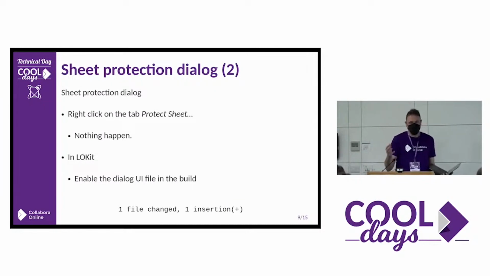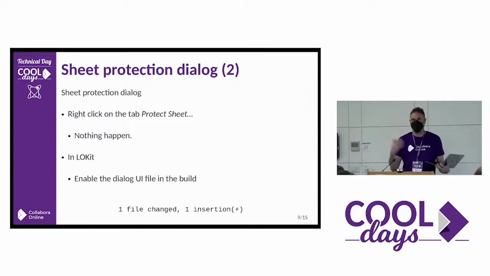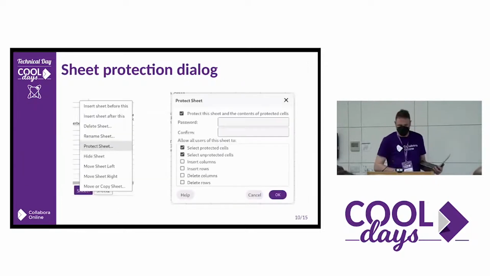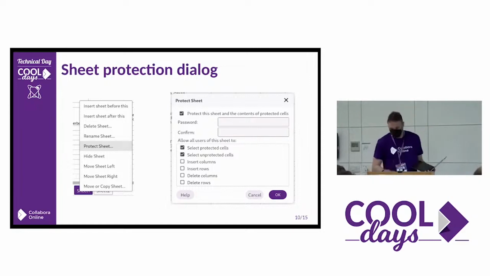Right click on the tab, protect sheet, nothing happened. That's what we saw. Oh, so we need to unblock something else. Well, we just need to enable the dialog UI file in the build on Online Kit. So we had one line saying, yeah, we're going to need that dialog, and then we rebuilt, and it just worked. So protect sheet, you get that dialog, protect sheet, etc. You click OK, and suddenly your cells can be protected.